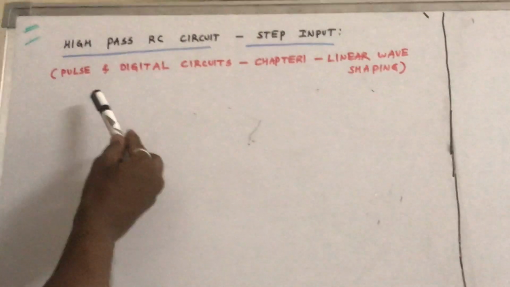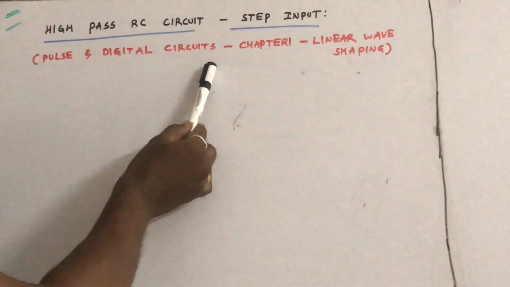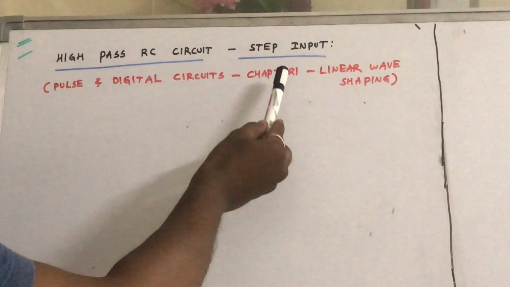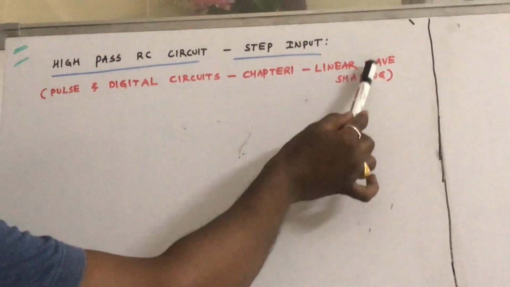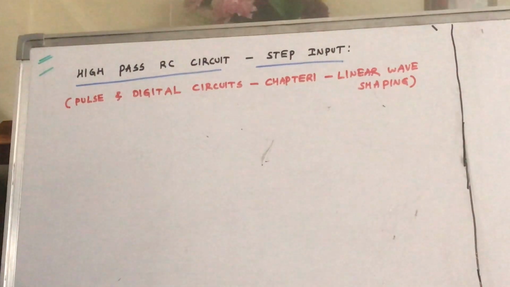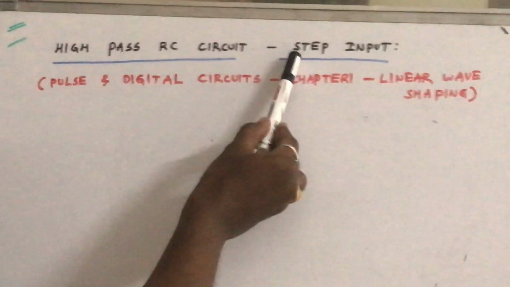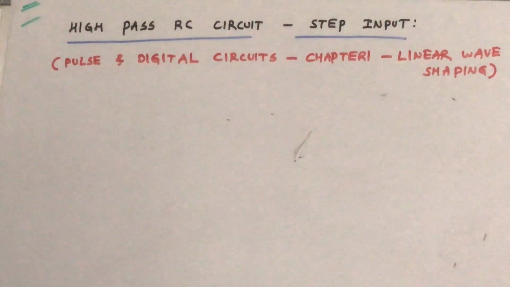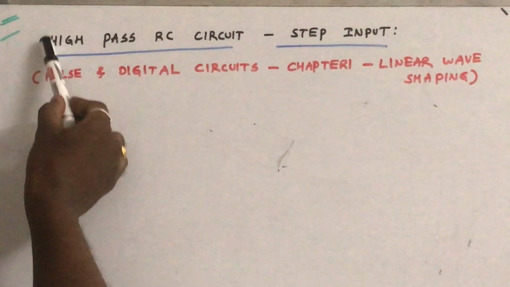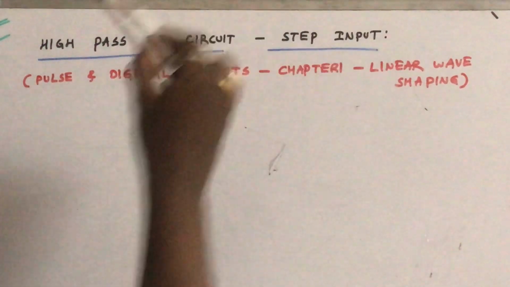Hi, welcome to the subject Pulse and Digital Circuits. In this subject we will discuss chapter 1. The name of the chapter is Linear Wave Shaping. In this chapter we will discuss the high pass RC circuit with step input. Let us see how this RC high pass circuit behaves with step input.